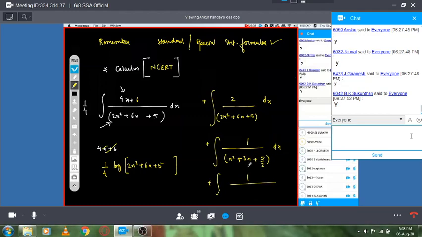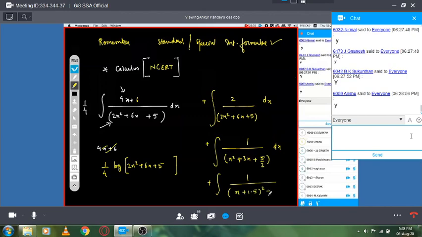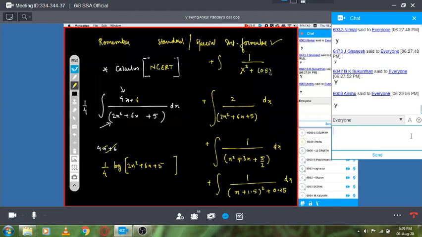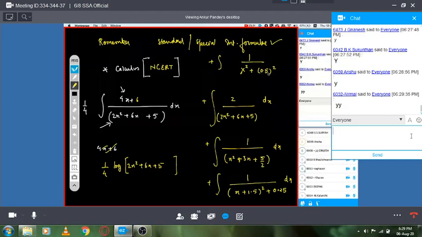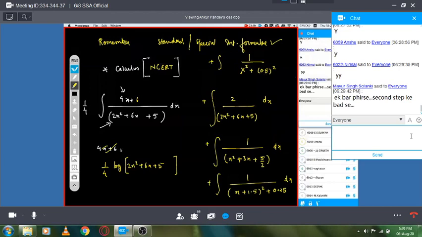In x square plus 3x, in order to bring 3, we should multiply 2 into 1.5. 1.5 ka square is 2.25. So I'll have x plus 1.5 whole square plus 0.25, dx. Clear? Now this is nothing but integration 1 upon capital X square plus A square, where capital X is nothing but x plus 1.5. So its answer is tan inverse X by a, where a is 1. Yes or no? No, a is not 1. A is 0.5.